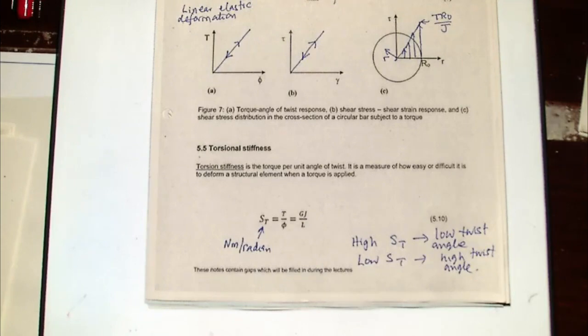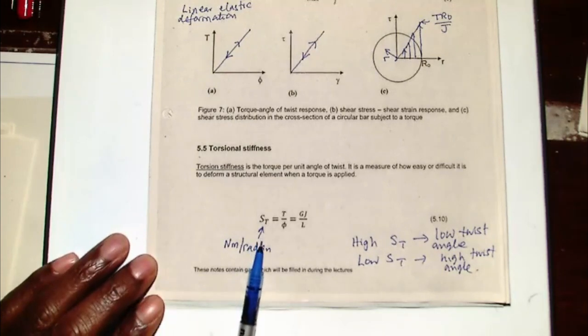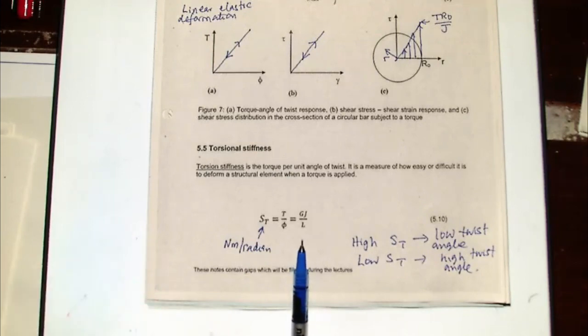So if I want to reduce the level of deformation, I need to increase the value of the stiffness. And you can tell me here what I need to do to L. If my aim is to reduce the level of deformation without changing the material, what do I do to the length?